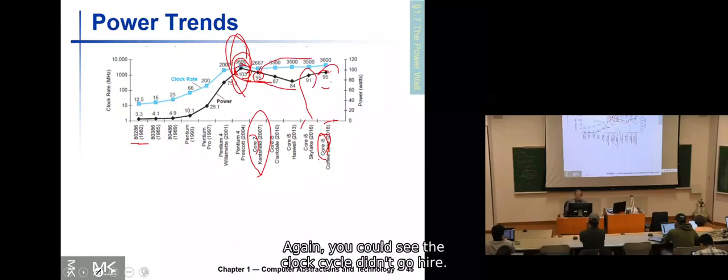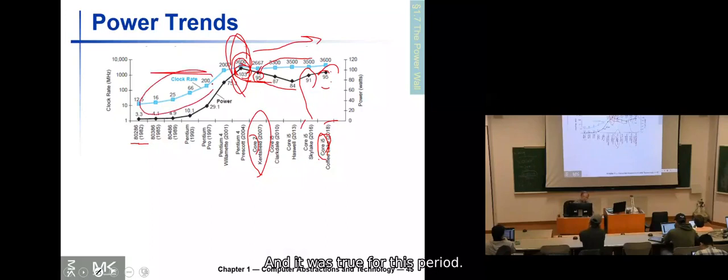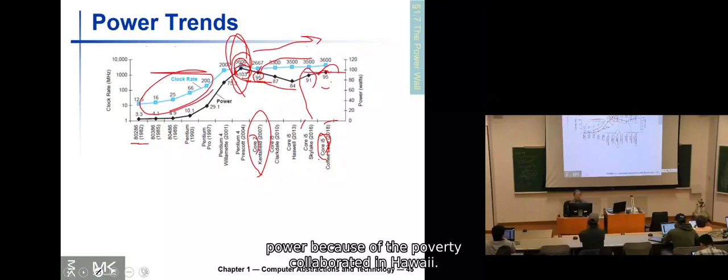And again, you could see the clock rate didn't go higher. Moore's law was predicting that every 1.5 years, the clock rate should double. And it was true for this period. But later, because of the power, the main important thing is power. Because of the power, the clock rate didn't go high.